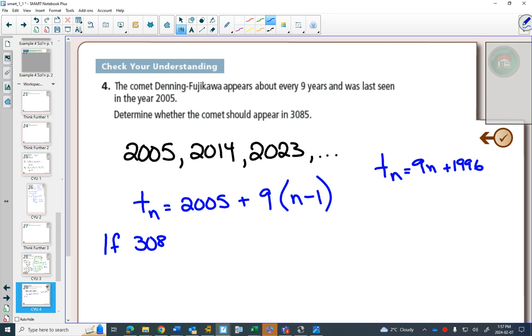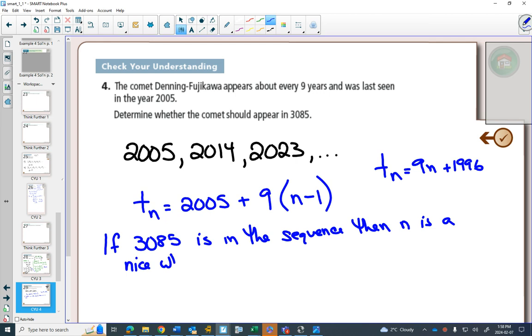If 3085 is in the sequence, then n is a nice whole number. It's going to be like term 50, term 72, something nice. If n is not a nice number, not a whole number, if we find out that n is 52.3, then it will not be part of the sequence because we only have nice numbers for our sequences.